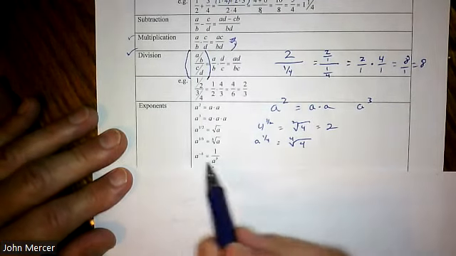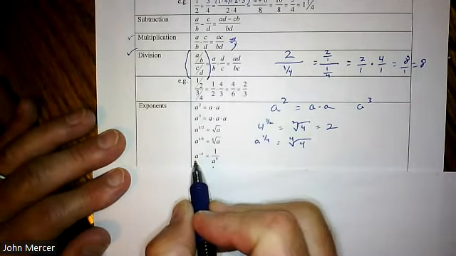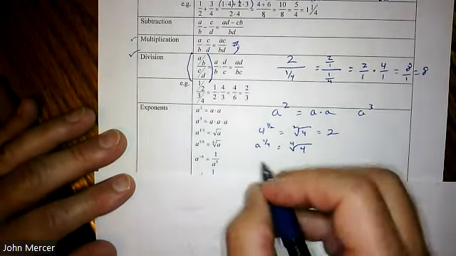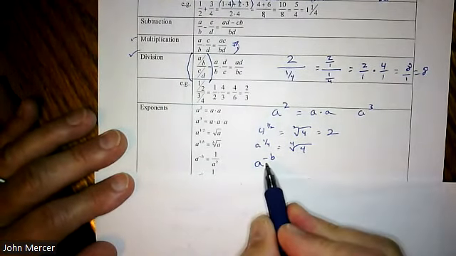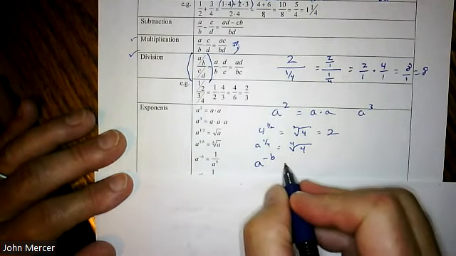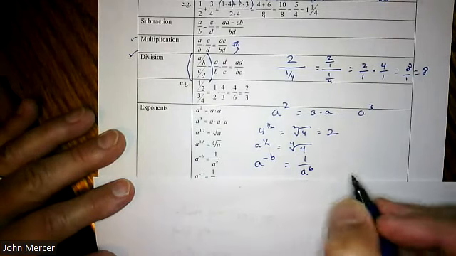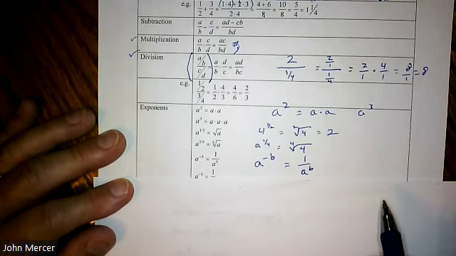Now, another one that we will actually use quite a bit is this one right here: a raised to the negative b. Let me write that bigger so you can see it. A raised to the negative b. When we see a negative in the exponent, what that actually means is that this is a fraction. So we do a raised to the b power, but that's in a denominator.